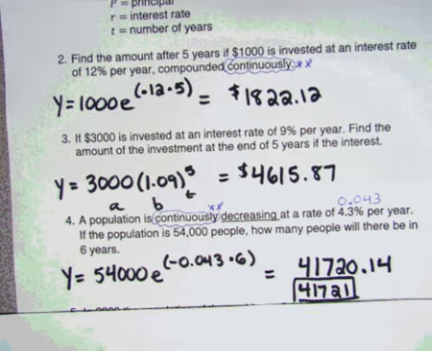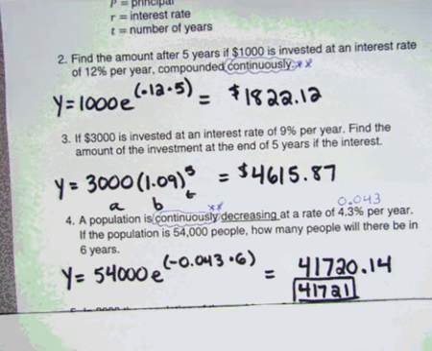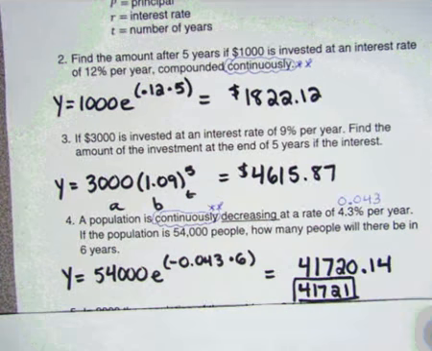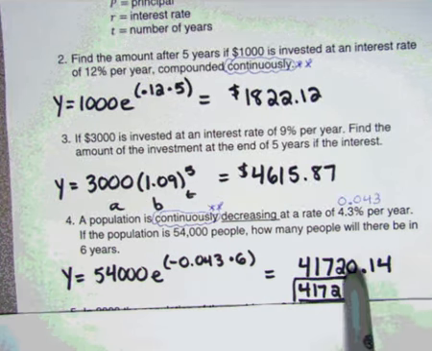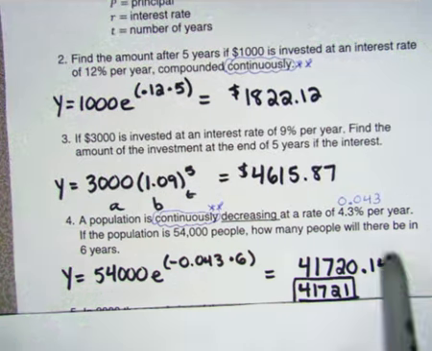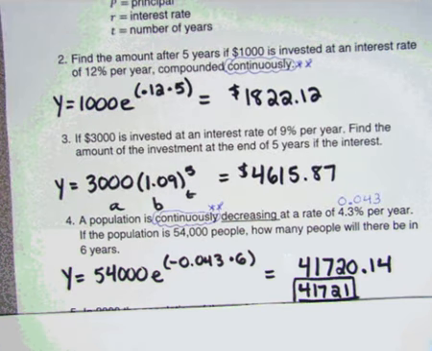Now, if my population was increasing, then I actually would round this as 41,720 because this 0.14 hasn't quite added to my population yet. So based on if your population is going up or down, you do round slightly differently.